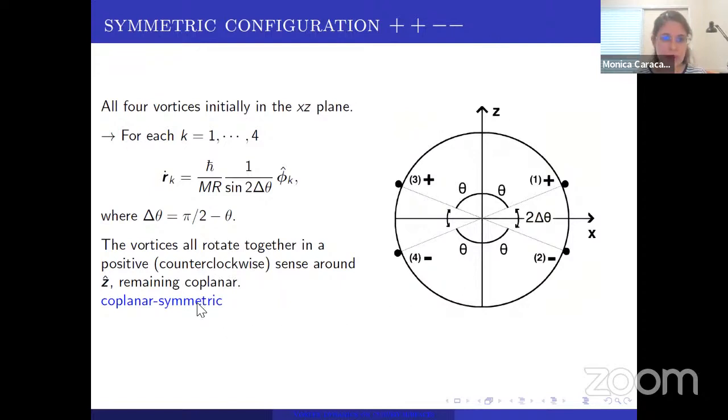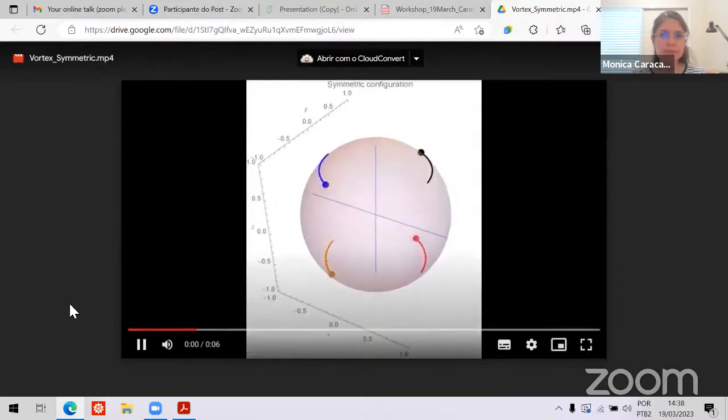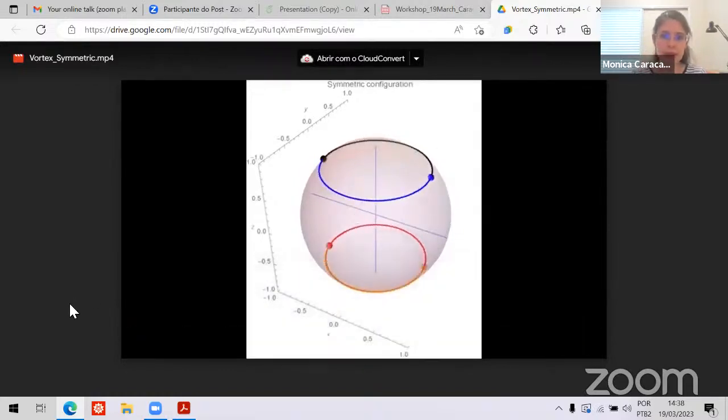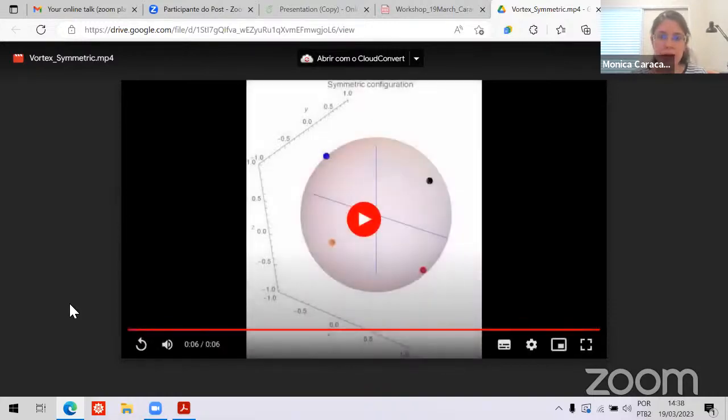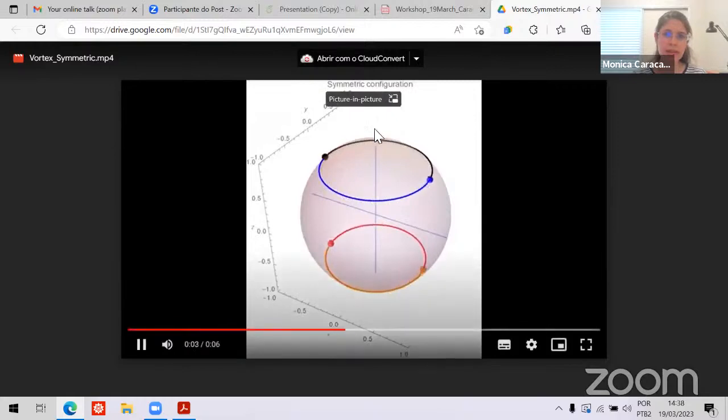Have a film here. This is the movement that you have. The black and red is the positive charge. No, sorry, this is the positive and this is the negative charge. Just circling around the x axis.